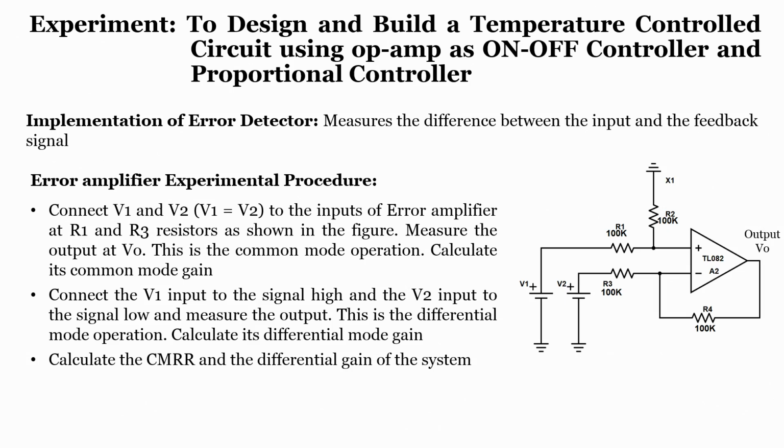The second part of this experiment is to connect V1 to a high signal and V2 to a low signal and measure the output. If there is a difference, there is a differential mode gain, and finally, you can calculate CMRR and the differential gain of the system. You know that CMRR is nothing but the ratio of differential gain to common mode gain.